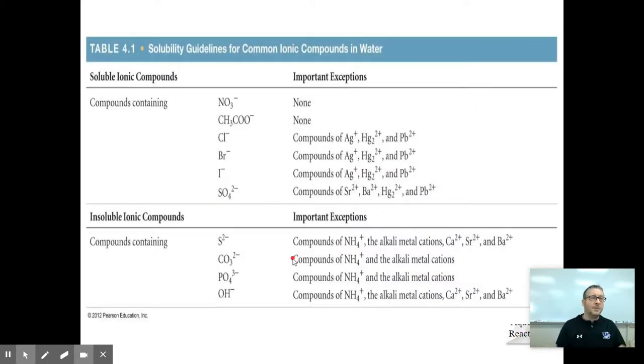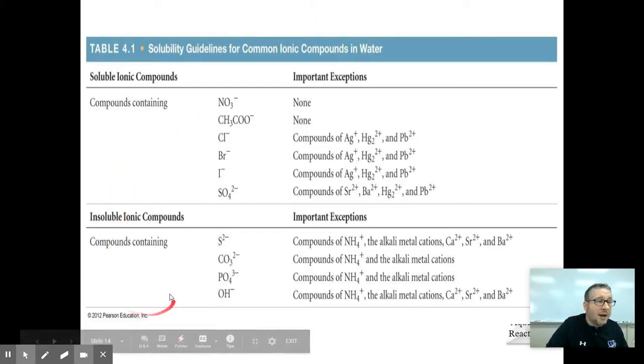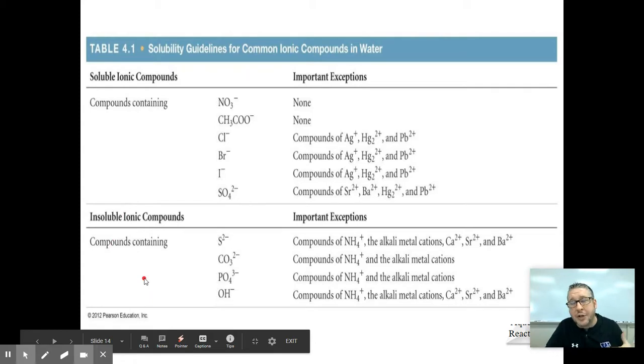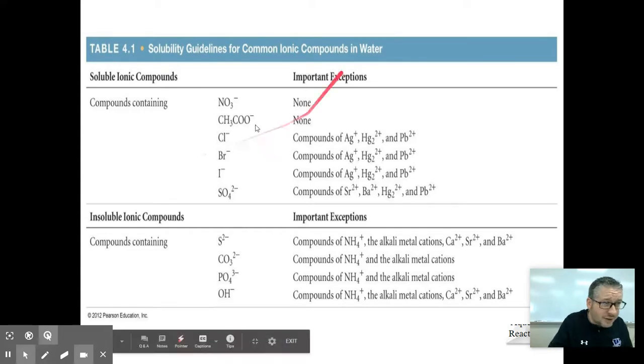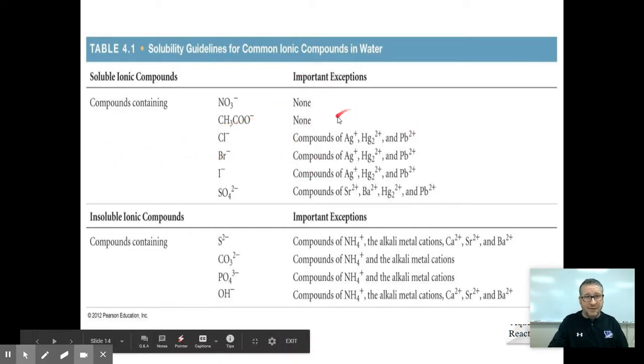So let's look at the solubility guidelines. This is table 4.1, I believe, in your textbook. I know it says table 4.1, but I feel like this chapter got a little wonky with those. Anyway, this table is split into 2 parts. We've got soluble ionic compounds and insoluble ionic compounds. These are just an example of some substances that can be both soluble and insoluble depending on what they bond with. Okay, so let's concentrate our attention on the top half of this table.